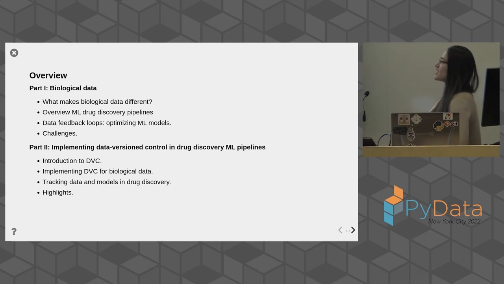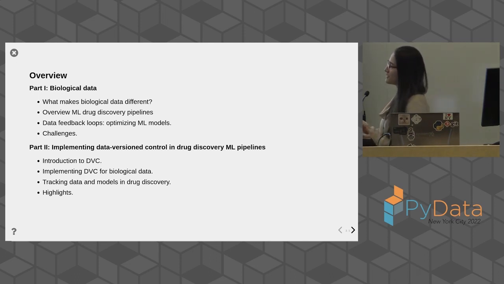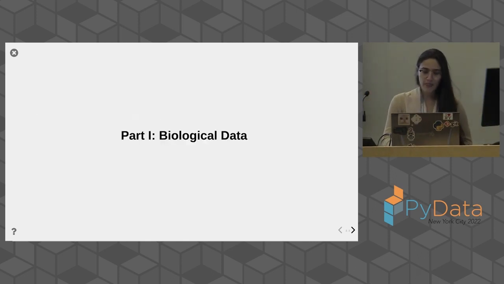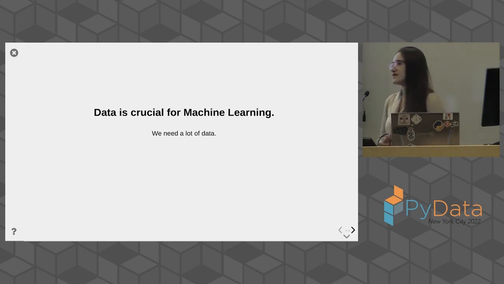In the second part, I would like to introduce DVC and show you how we implement data version control and model version control in our pipelines, also offering some highlights in the process. And I would like to start the first part by addressing something that is a building block in machine learning, that is data. And we have no machine learning pipelines without data.